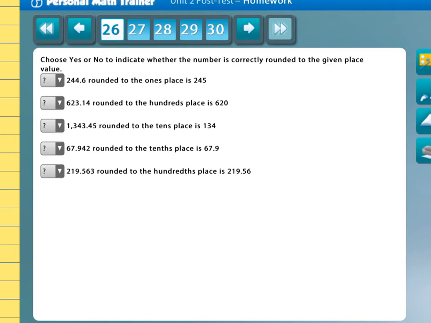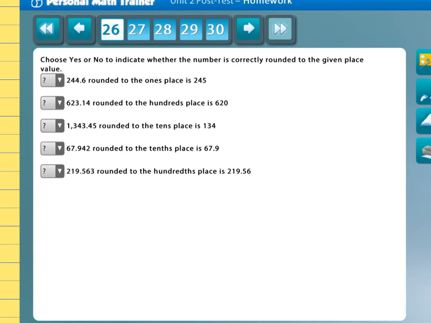623 and 14 hundredths rounded to the hundreds place, so make sure you're seeing that as hundreds. I find the hundreds place, look to the right, it's a 2, so that would round down to 600. That's the closest hundred, so this answer would be false. The closest hundred to 623 and 14 hundredths is 600.